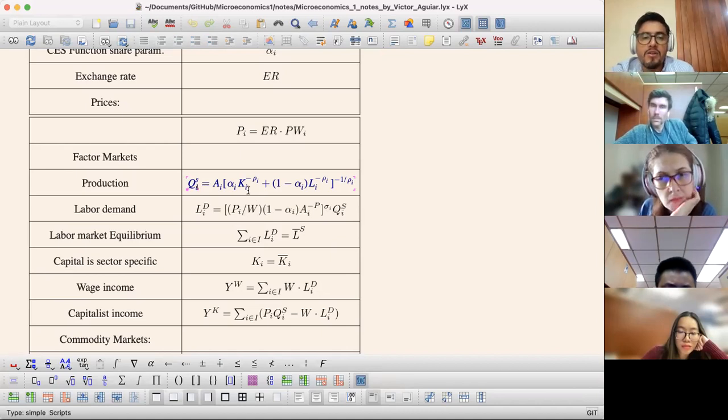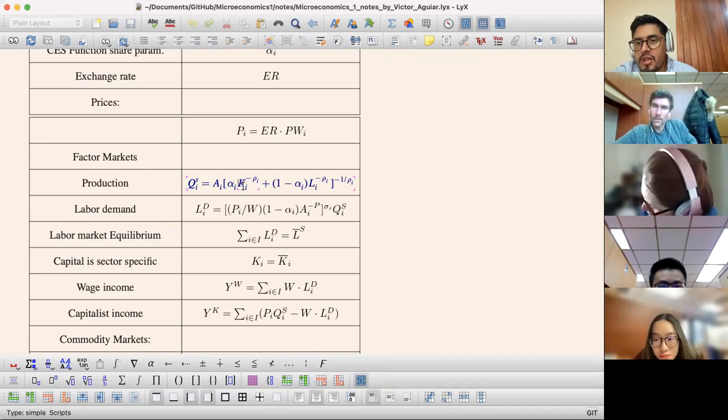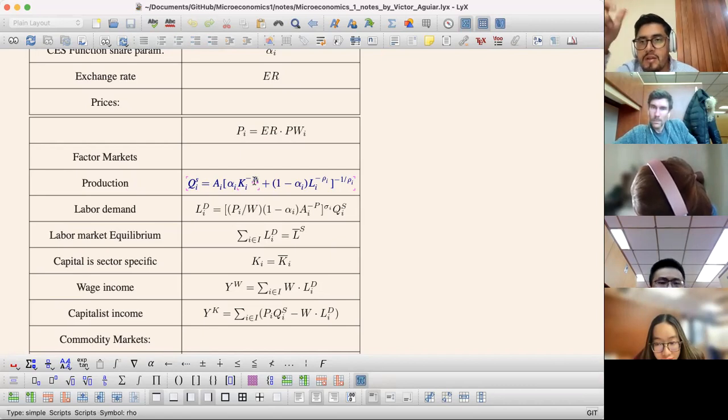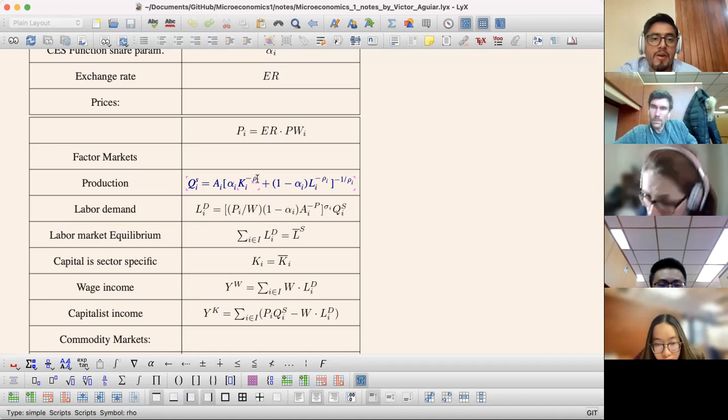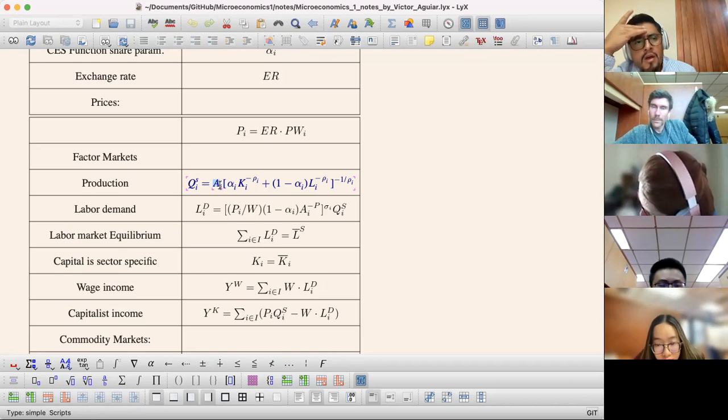Now you can see that you have this share parameter alpha i that tells you the contribution of labor or capital to the output, and then the constant elasticity of transformation gives you the shape of the production function. And the scale parameter, as I mentioned, will allow you to calibrate the level of the production function to the observed output. So this A is a degree of freedom.